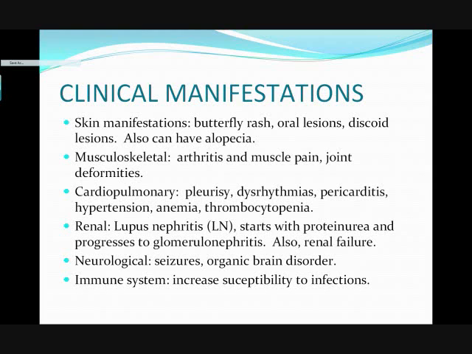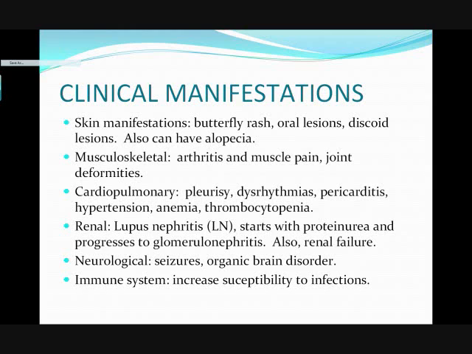Cardiopulmonary, there may be pleurisy, which is a rubbing of the lung tissue together. It's very painful. Dysrhythmias, also known as arrhythmias, an irregular heart rhythm. Pericarditis, inflammation of the pericardial tissue of the heart. Hypertension, anemia, and thrombocytopenia. This patient may have issues with clotting and bleeding.